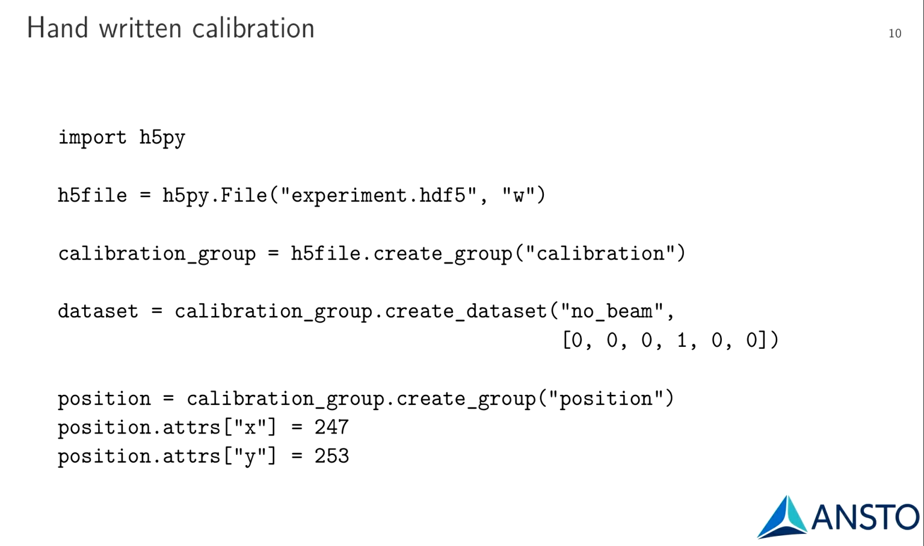So h5py has a file concept. You open up the file in write mode, very similar to the standard Python file. We create a group within that file called calibration. And within that calibration group, we create a data set and we pass along our X-ray sensor image, which is our array of numbers there. Down the bottom, we have the calibration group inside position, and we can see the attributes tagged onto the position group.